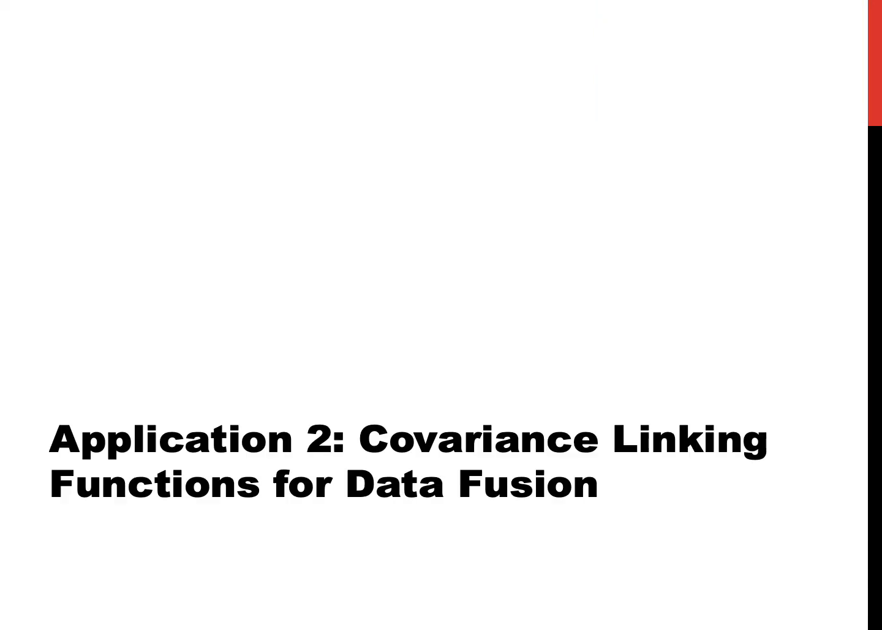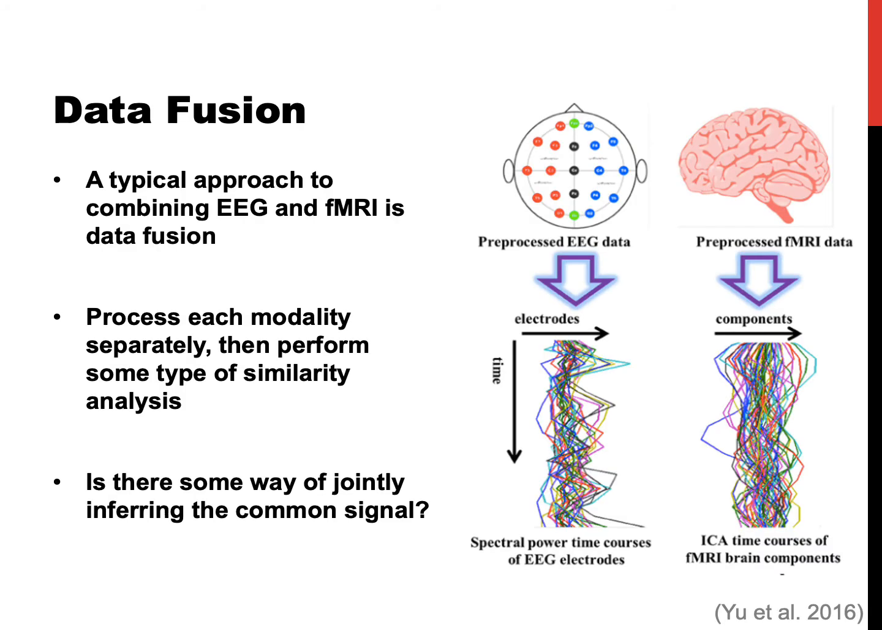Much like the connection across trials, the same basic covariance linking function structure can be used to connect multiple measurements simultaneously. In the next application, we use covariance linking function to connect behavior, EEG, and fMRI. So in another line of work, we asked whether there was some way to use the description of the decision process, that is the cognitive model, as a bridge to connect EEG, fMRI, and behavior.